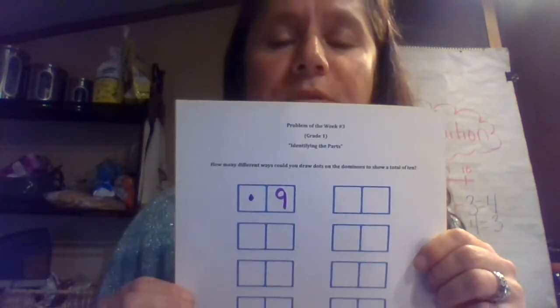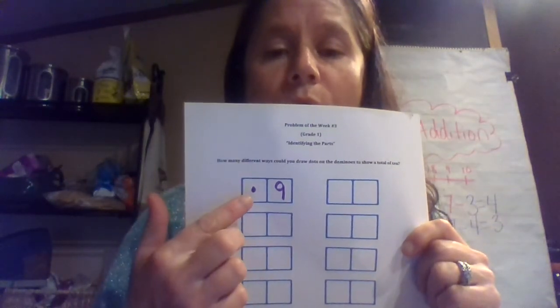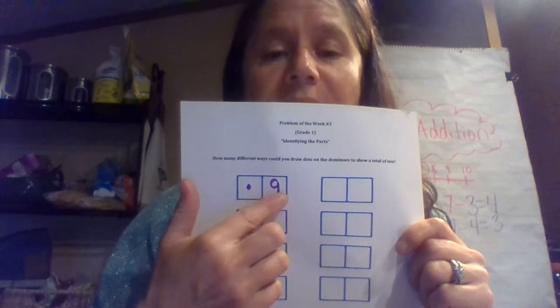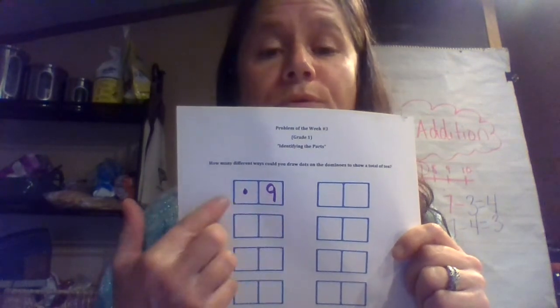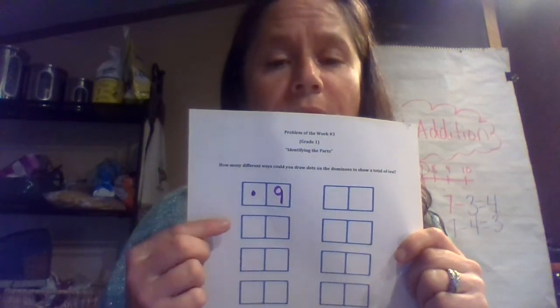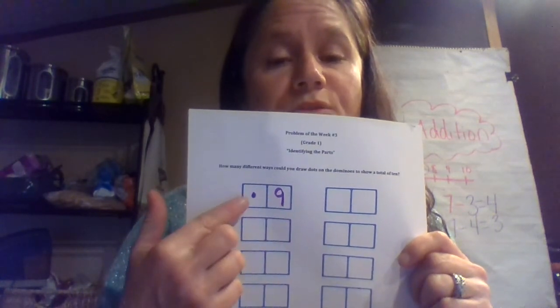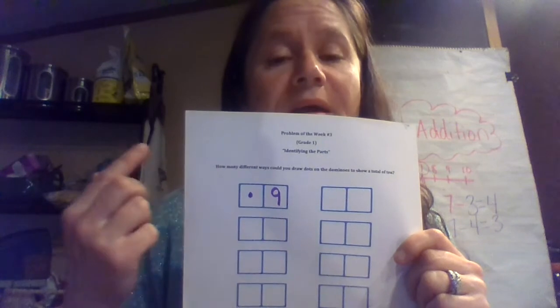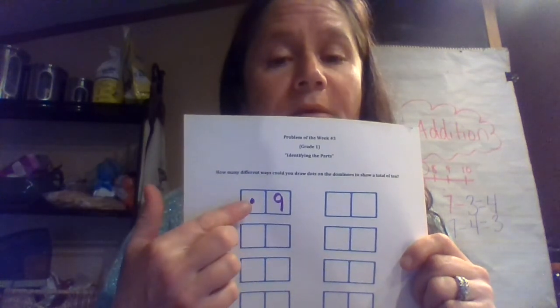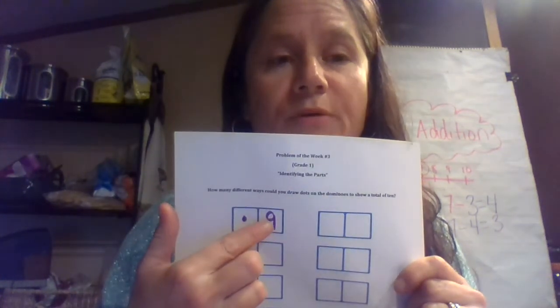So if you take a look, boys and girls, I have 1 and 9. My total's 10. I now know if I have 10 and I take away 9, my answer is going to be 1. If I have 10 and I take away 1, my answer is going to be 9. So remember, boys and girls, when you're doing your con lessons this week and when you're doing your problem of the week, you want to think addition to help you solve your subtraction.